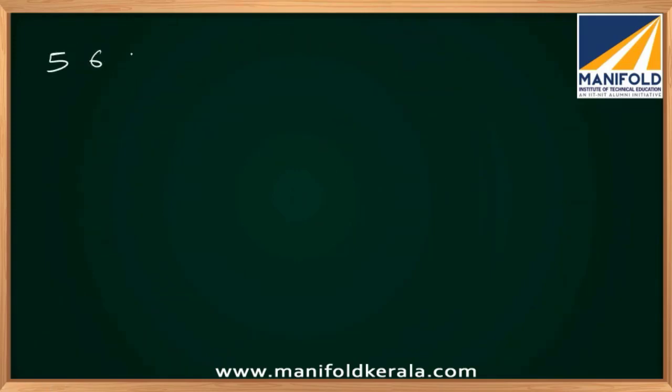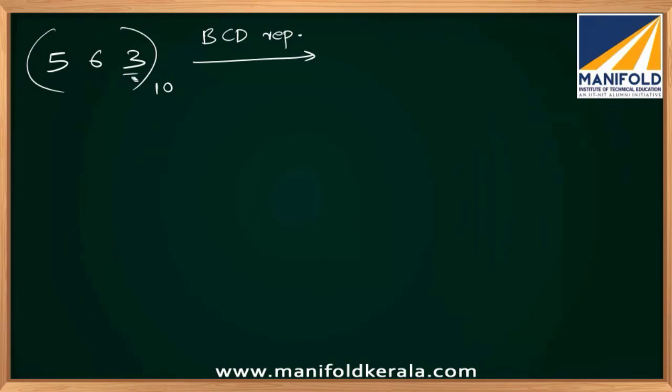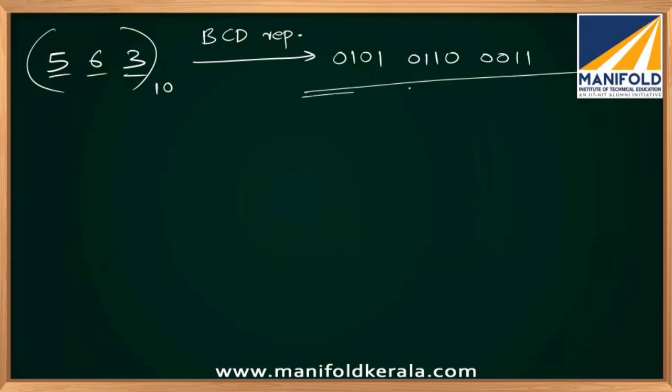Suppose you have 563. Can you tell me what will be the BCD representation for 563 in decimal? You have 3 symbols, and for each symbol you write the binary encoding. 5 is nothing but 0101, 6 is nothing but 0110, and 3 is nothing but 0011. That is the encoding in BCD format. This is basically known as binary coded decimal, and there are a lot of questions in your JTO exam question papers regarding BCD.